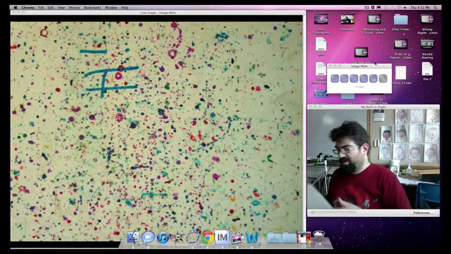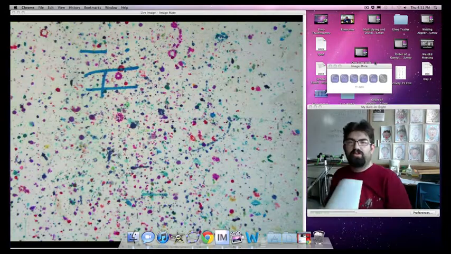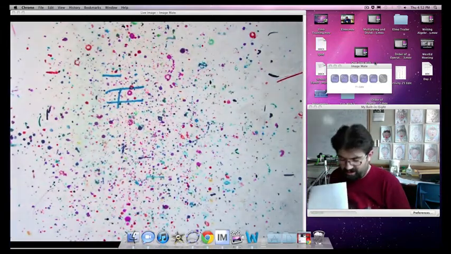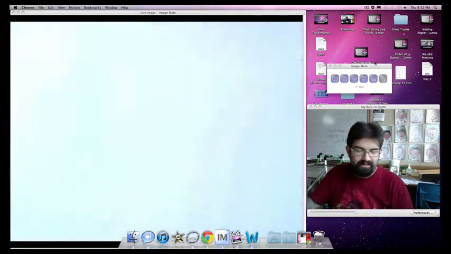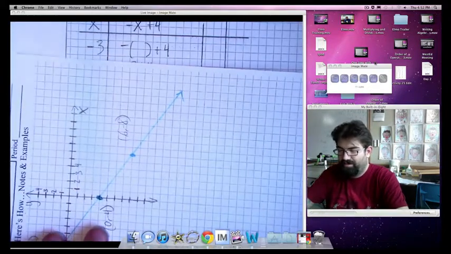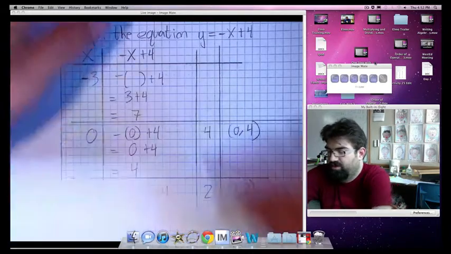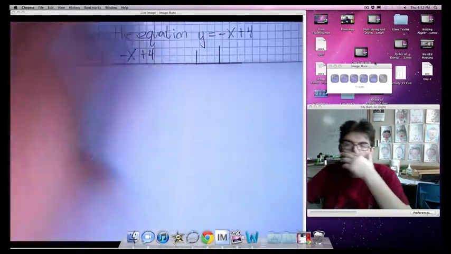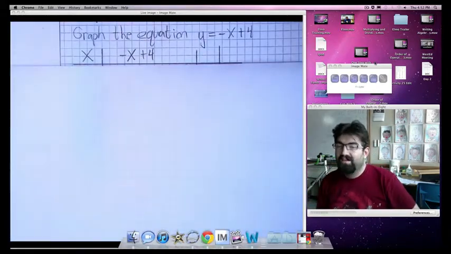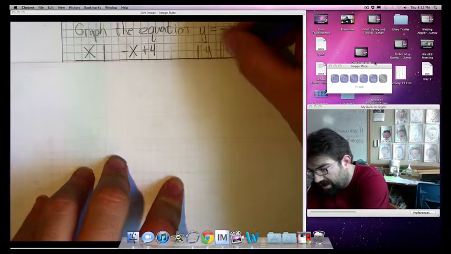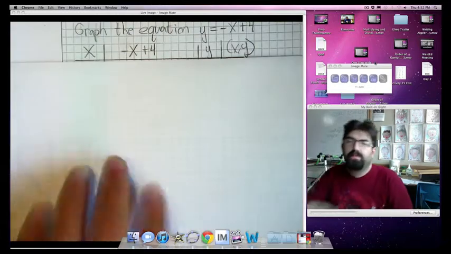Now for my last one. This will look familiar. That should send tears up, chills up your spine if I ever say that in a video. Here we go. We're going to fill in a little bit of this table because I didn't do everything for you. I'm asking you to graph y equals negative x plus 4. My x, my table.